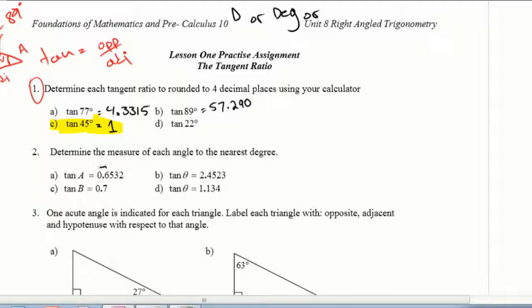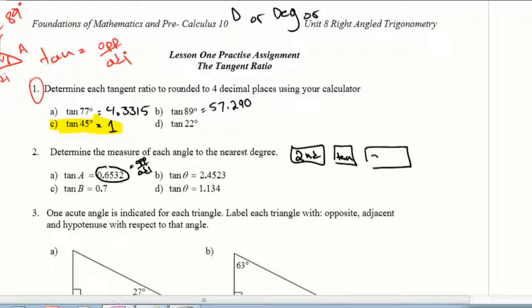So this is saying the ratio of sides, this is the opposite side, remember? The length of that, the opposite side divided by the adjacent side, is 0.6532. What is the angle? So on my calculator, I have the second function. I have to hit the second, then I hit the tangent button, and then I enter my number 0.6532. And then I go equals.